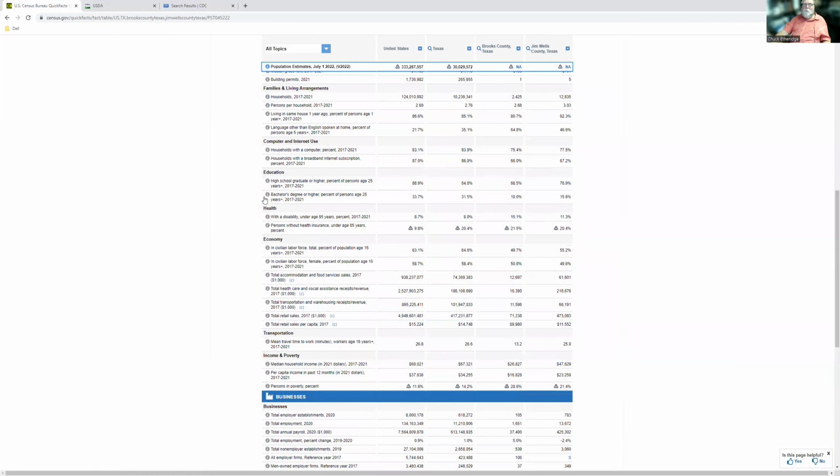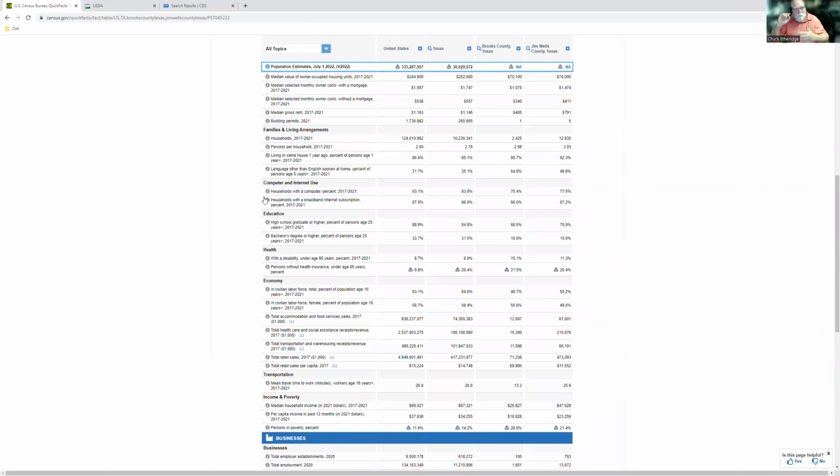So what we're doing is we're looking at comparison statistics. We're looking at populations in rural counties that the food bank serves. We're comparing them to Texas, and we're comparing them to the United States, because we've talked about rural people who live in poverty. You've got a lot more people living over the age of 65, say in Brooks County, or even in Jim Wells County, than you do in the rest of the United States.